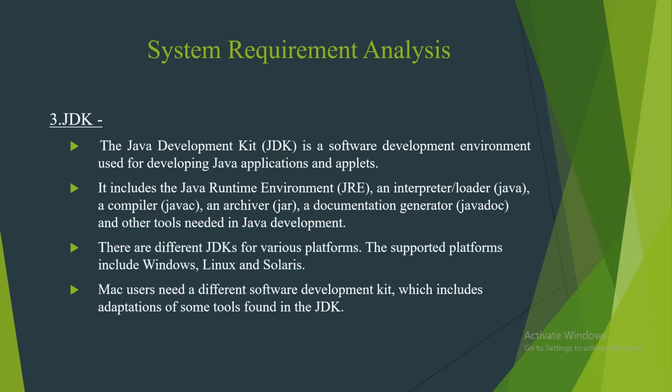The third one is JDK, that is the Java Development Kit, a software development environment used for developing Java applications and applets. It includes the Java runtime environment, that is JRE, an interpreter or loader, a compiler, an archiver, a documentation generator, and other tools needed in Java development. There are different JDKs for various platforms. The supported platforms include Windows, Linux, and Solaris. Mac users need a different software development kit which includes adaptations of some tools found in the JDK.